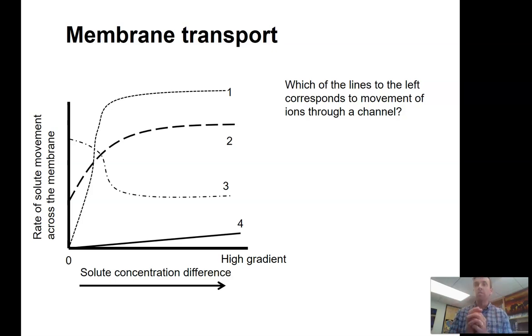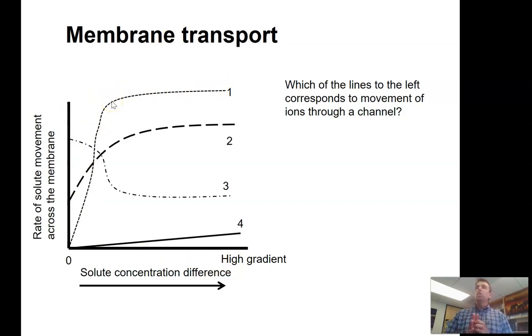Remember, channels are also very specific. So if we have a sodium channel that's opening and you have a very high gradient, a high difference of sodium concentration from one side to the other, sodium is going to flow through that channel very, very rapidly. And so we're going to have this really rapid rise in the rate of movement as soon as we have a gradient at all. Right? But why does it plateau out? Why does that not keep going?